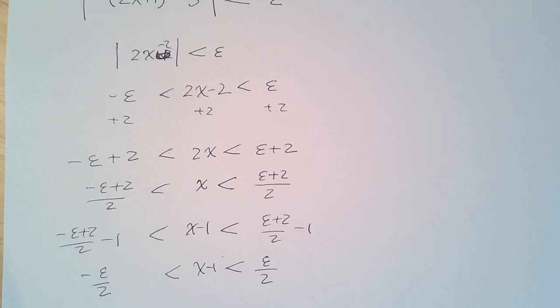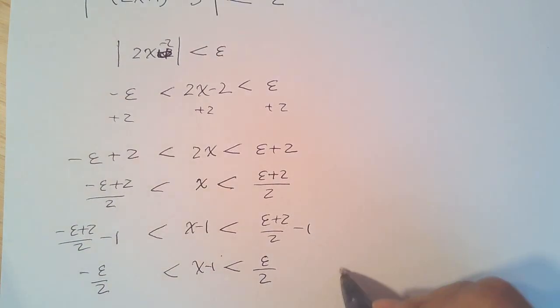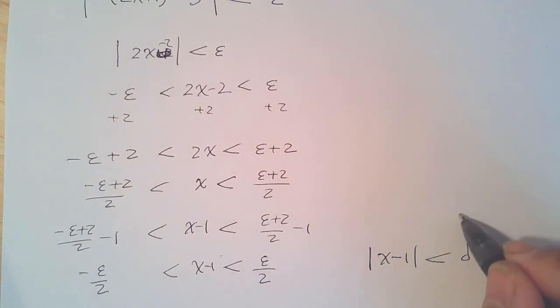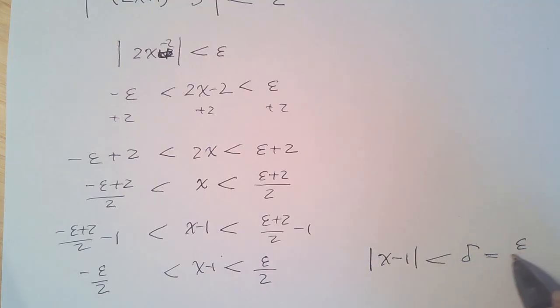Okay, so do you get a delta? Because from here you get an absolute value of x minus 1 that is less than, and that is the delta we found. The delta is just epsilon over 2, and that's it.